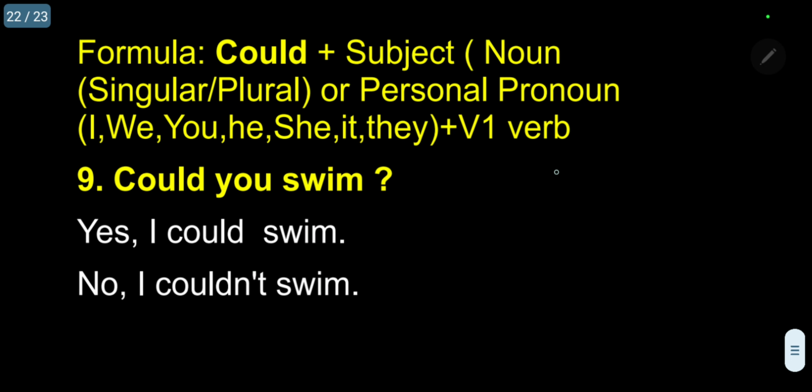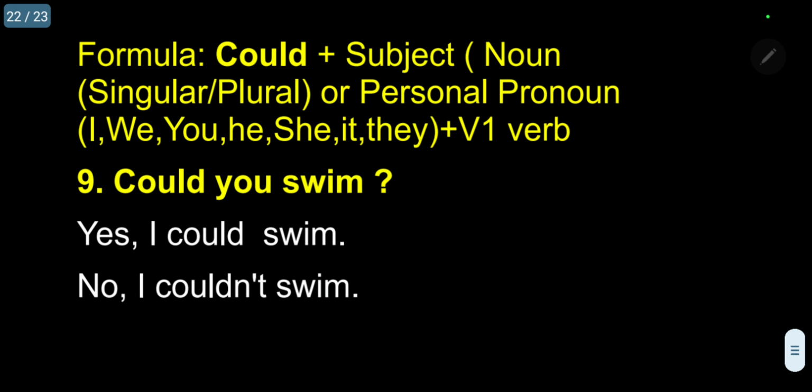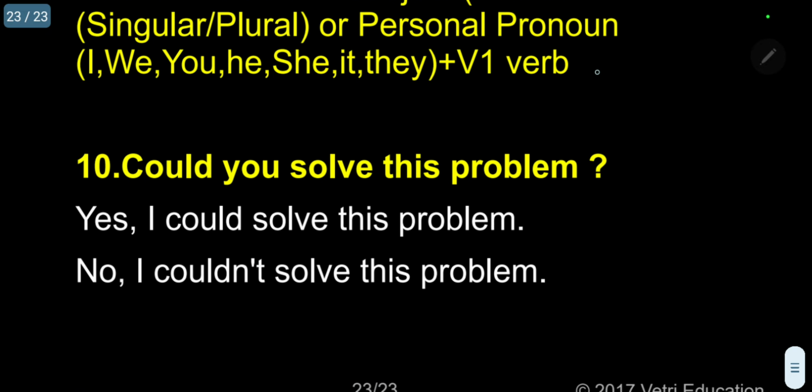Number 9. Could you swim? Yes, I could swim. No, I couldn't swim. Two possibilities. And lastly, the 10th sentence: Could you solve this problem? Yes, I could solve this problem. Another possibility: No, I couldn't solve this problem.